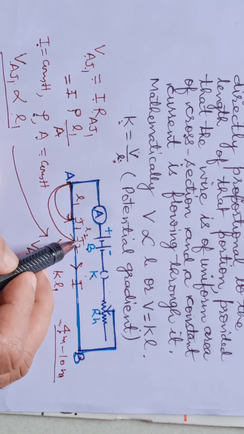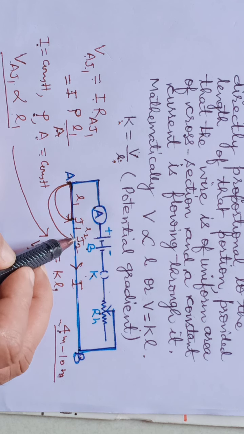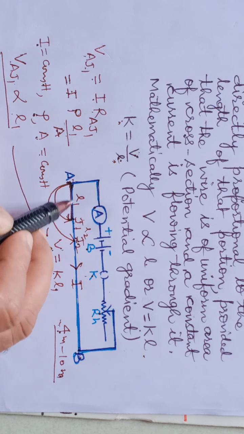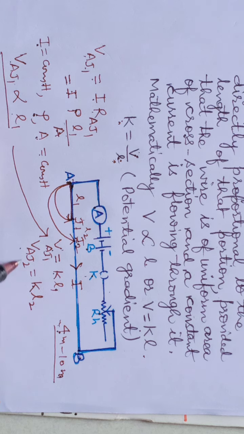Similarly, let J2 be a point on the wire at a length L2. Therefore, AJ2 is nothing but KL2.